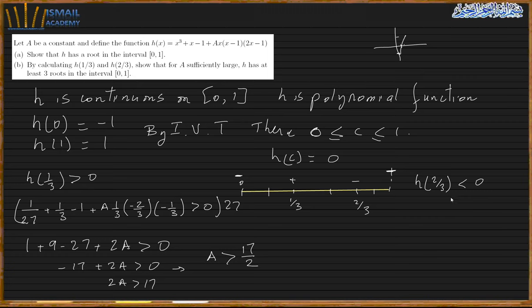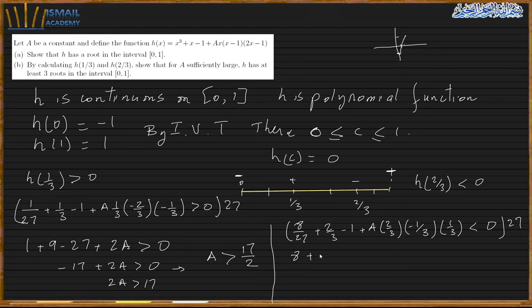So I do the same process: I plug this in, make it less than 0, and solve for the inequality. So here it's going to be 8 over 27 plus 2/3 minus 1 plus 8 times 2/3, and 2/3 minus 1 is minus 1/3, and 4/3 minus 1 is 1/3. This should be less than 0, so I multiply the whole thing by 27, same idea.